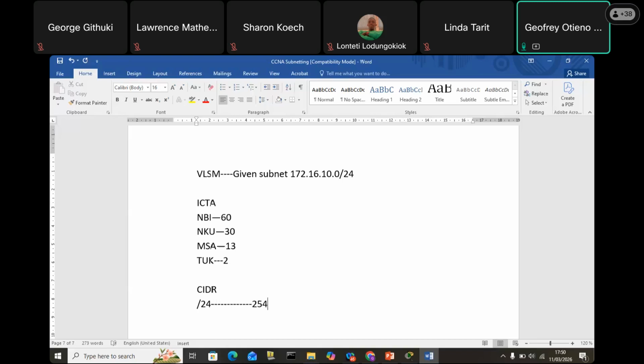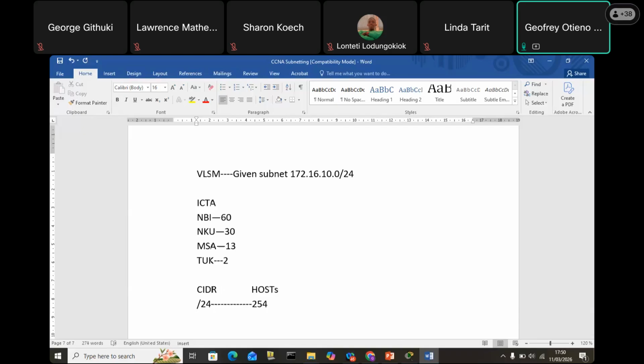And to get the number of IP addresses, it's going to be 2 raised to 8 minus 2. So 2 raised to 8 is 256 minus 2, so we get 254 as the number of hosts that can be accommodated. Here, we are basically talking about the hosts or the computers that can actually be accommodated, okay?